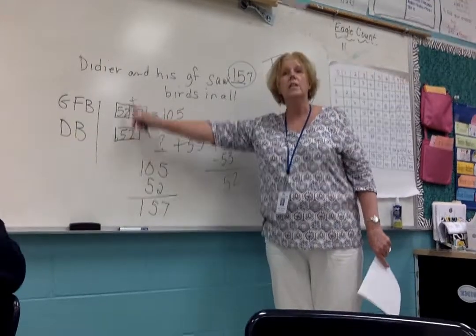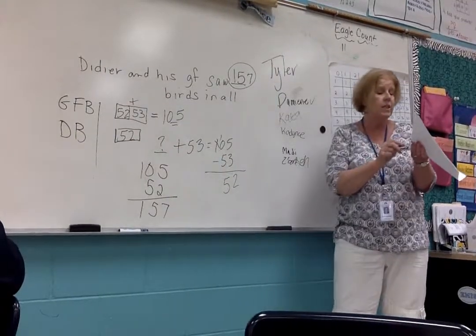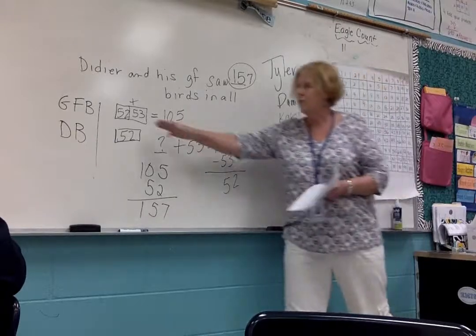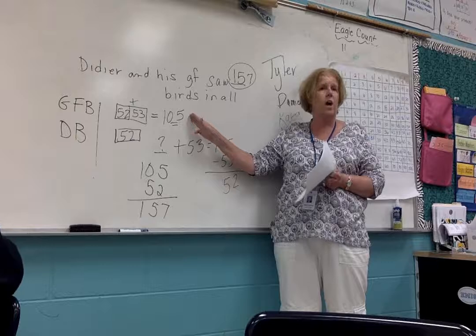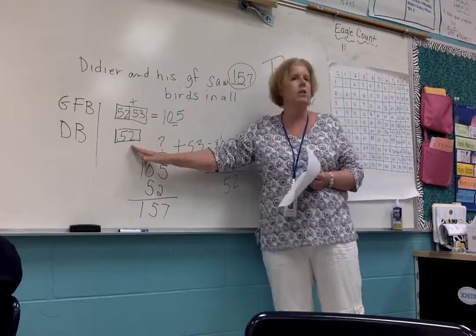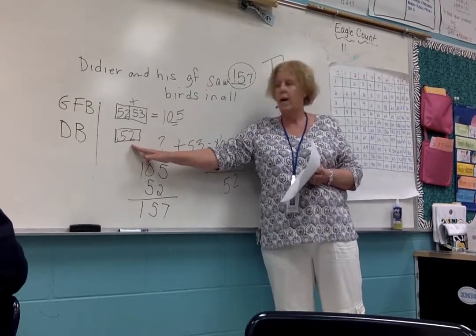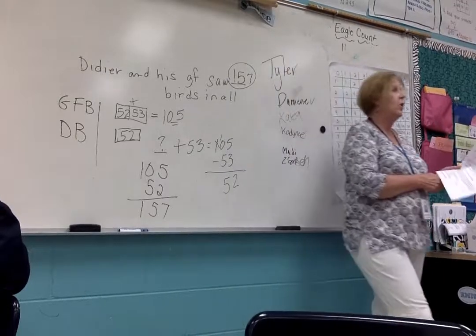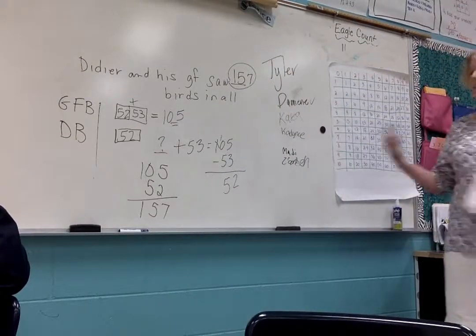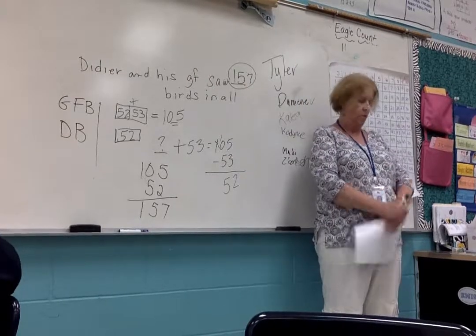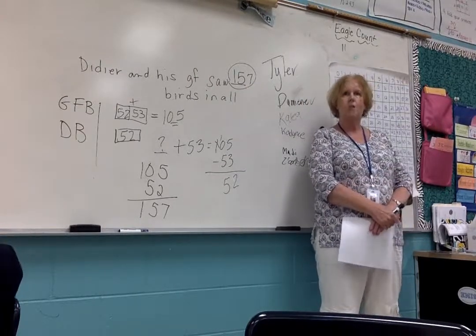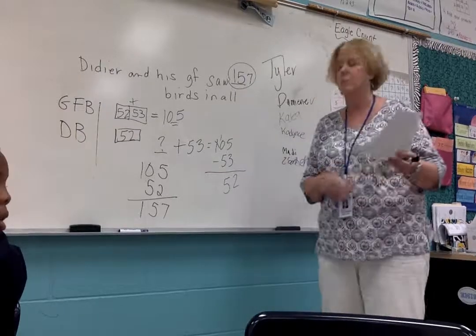Okay, I filled it in so that my boxes are not empty now. This is 52 plus an additional 53 for a total of 105. This is 52 that he saw. Okay? So I put girlfriend's birds together with Didier's birds, and I end up with 157 birds. Okay, be careful. Then recheck your numbers, okay?